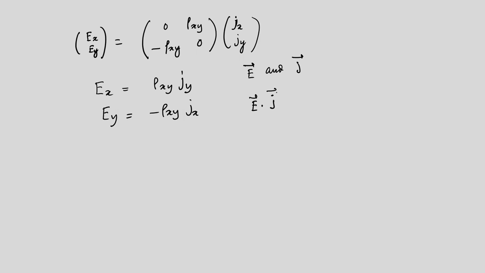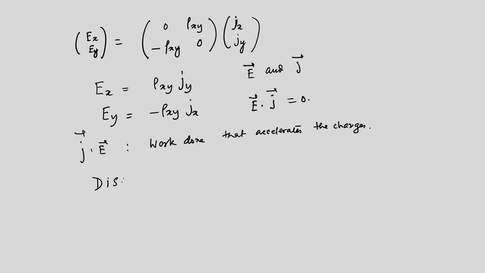So J dot E is equal to 0. If you remember, J dot E is the work done that accelerates the charges. And because E and J are mutually perpendicular, this work done is equal to 0. So this tells you that something very strange is happening, where the transport is completely dissipationless.